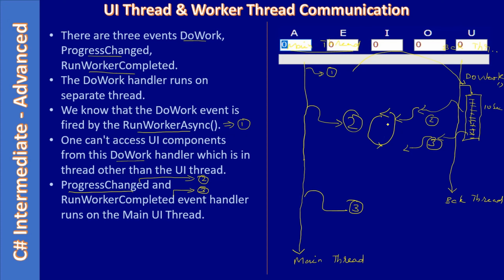Now you are aware of how the application maintains the event queue. It will get delivered and it will be processed one by one on the main UI thread. So since the ProgressChanged handler as well as RunWorkerCompleted both run in the main thread, from here you can easily access the UI components.